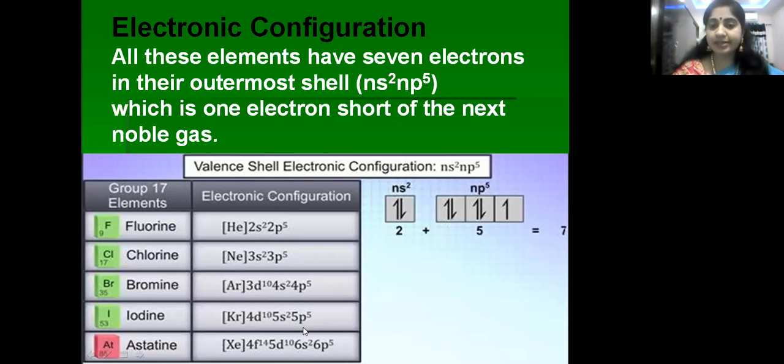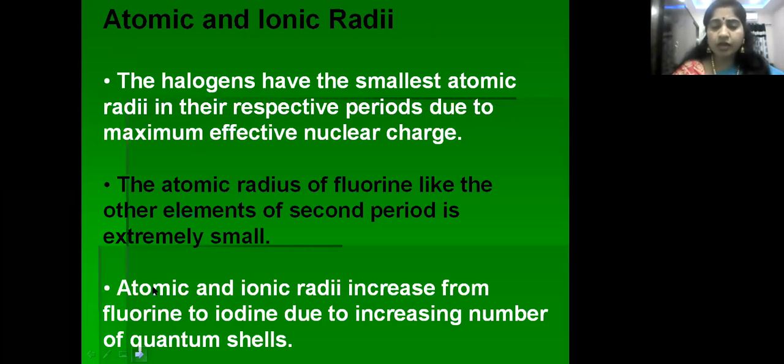As the number of shells increases, then what happens? The size of the atom also increases. So fluorine is present at the top of the group. That's why fluorine has a small size. Next, atomic and ionic radii increase from fluorine to iodine due to the increase in the number of quantum shells.